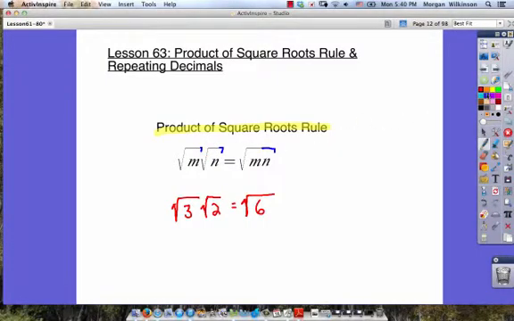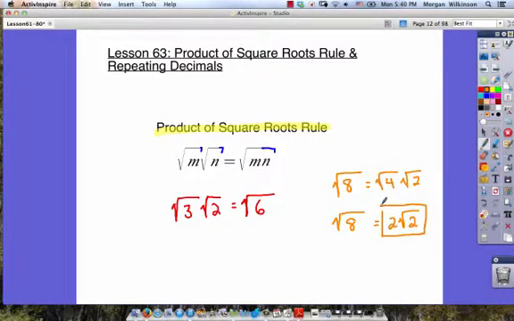And the nice thing about the product of square roots rule is that we can work in either direction. So let's say we had the square root of 8. The square root of 8 could be broken down into the square root of 4 times the square root of 2, because 4 times 2 is 8. Now the neat thing is we know the square root of 4 is 2. So the square root of 8 is really going to be equal to 2 times the square root of 2.